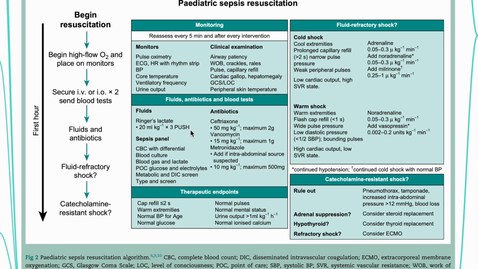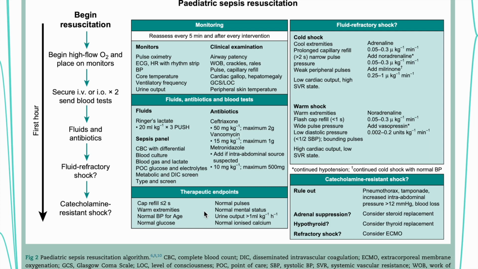Antibiotics include ceftriaxone 50 mg per kg up to 2 grams, vancomycin 15 mg per kg maximum 1 gram, add metronidazole if intra-abdominal source is suspected, 10 mg per kg maximum 500 mg. Therapeutic endpoints include capillary refill 2 seconds or less, warm extremities, normal blood pressure for age, normal glucose, normal pulses, normal mental state, urine output more than 1 ml per kg per hour, and normal ionized calcium.